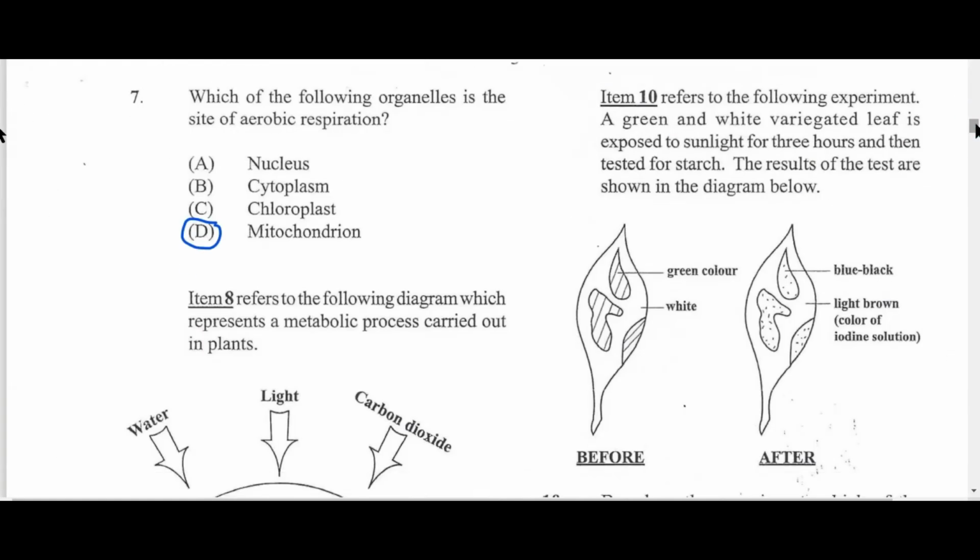Question number 7. Which of the following organelles is the site of aerobic respiration? Mitochondria is always going to be correct, so I chose D. The cytoplasm is the site for anaerobic respiration, and nucleus and chloroplast would have been out of this list.